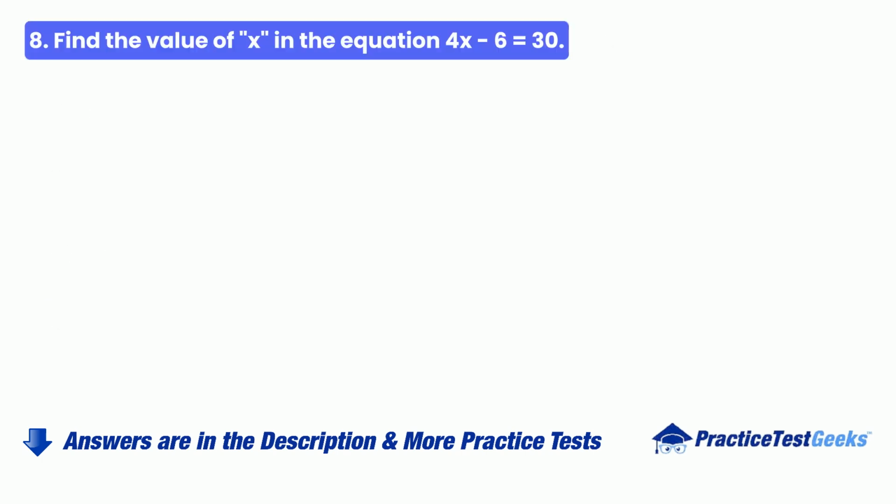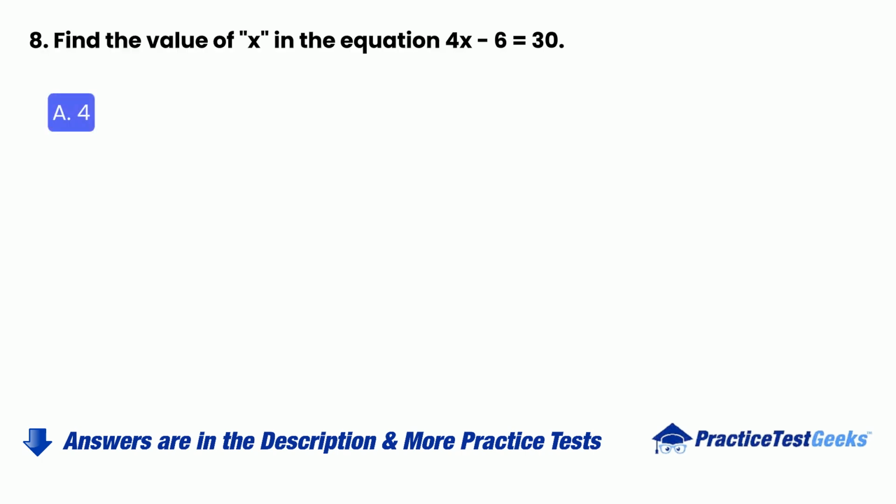8. Find the value of x in the equation 4x minus 6 is equal to 30. A. 4. B. 36. C. 9. D. 13.